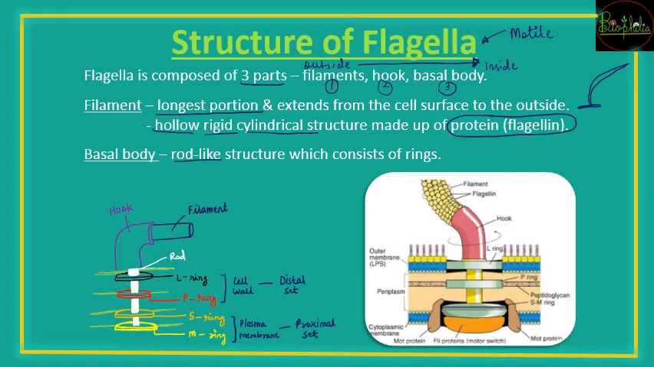That rod like structure is going to have several rings. How many rings are there? There are going to be 4 rings present. These 4 rings are nothing but L, P, S and M. These are the 4 rings.